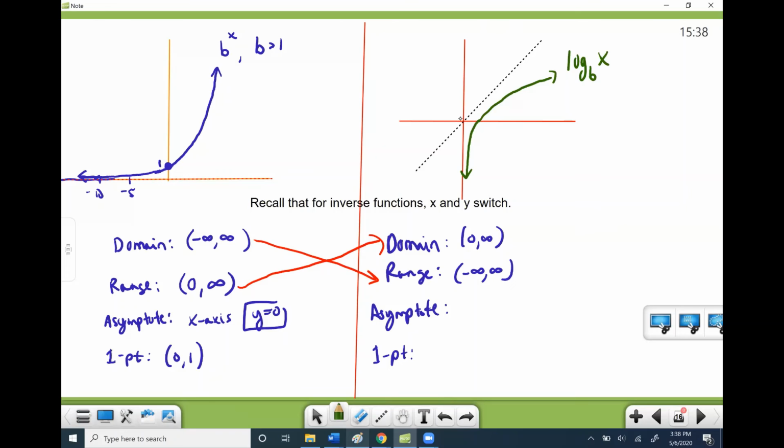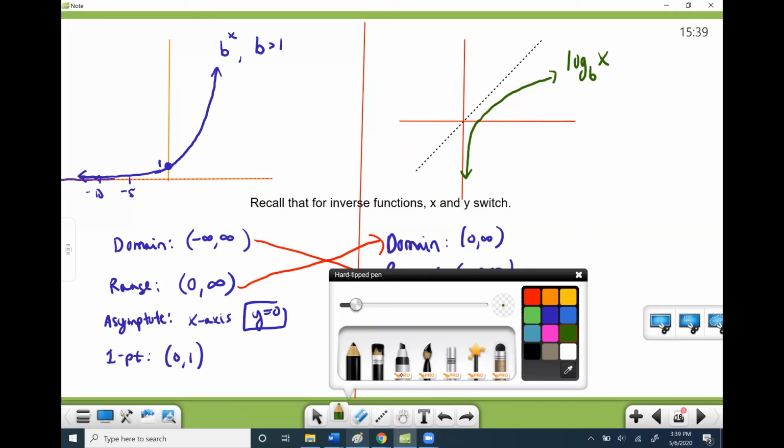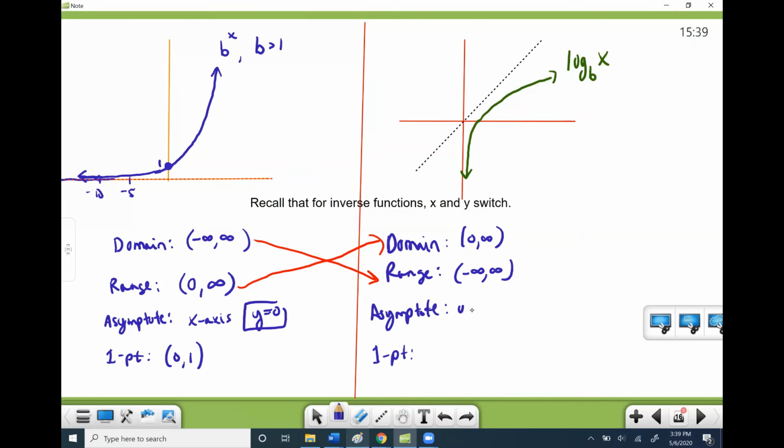Now, if you take a horizontal line and you reflect it over y equals x, you're going to get a vertical line. I don't know if you guys can tell that this line would reflect to this line. Okay. So all horizontal asymptotes will become vertical asymptotes. So that means instead of the x-axis, it should become the y-axis, which is x equals 0.